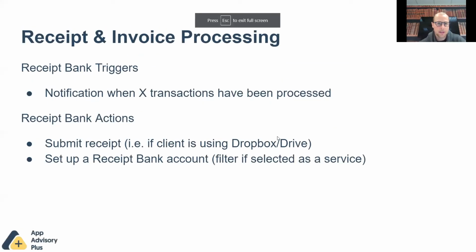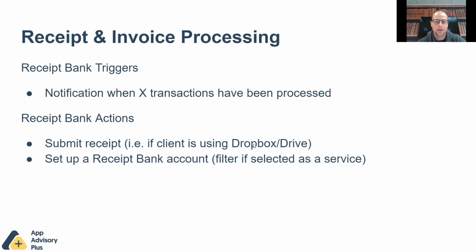I won't go into the Receipt Bank Zapier integration too much, but those are the basic things that you can do with it. It is quite basic. So the only trigger is a notification when a certain amount of transactions have been processed. That might be useful if you only want to do the bookkeeping once you've got a reasonable amount of data to use. You could have an action here to submit a receipt to Receipt Bank.